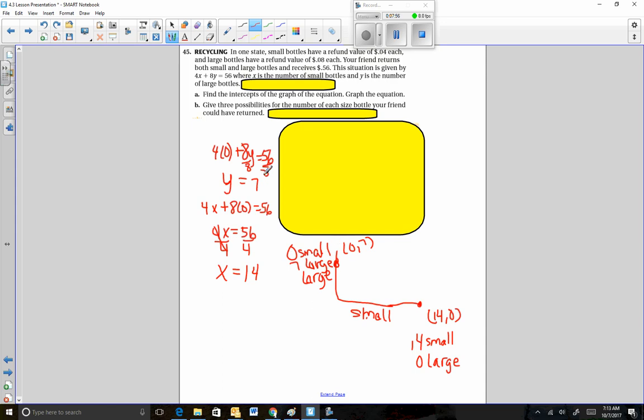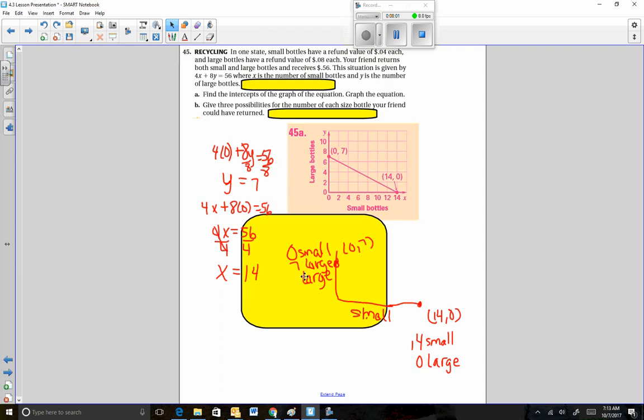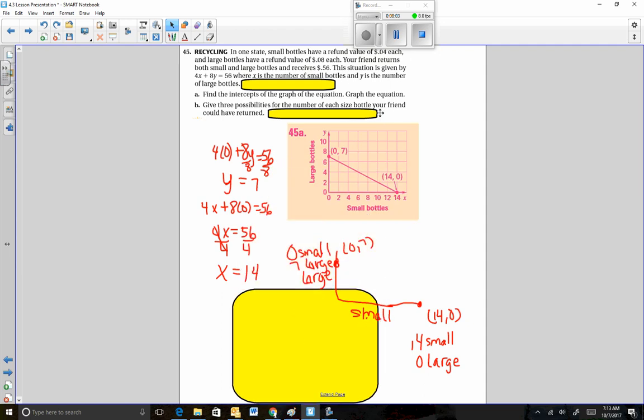And then we have to have a graph. So let's take a look at the actual graph and find one more, and give 3 possibilities. So let's take a look. Look in the background and see where it cuts off exactly. Like, what about right here? It cuts off exactly. So we could have 6 small bottles and 4 large bottles.